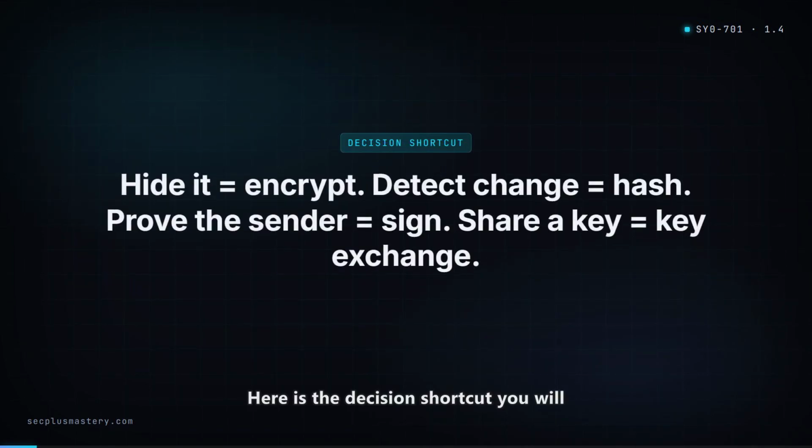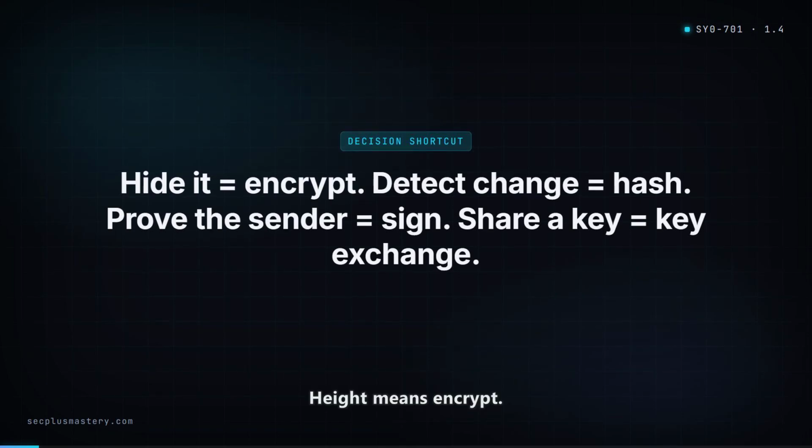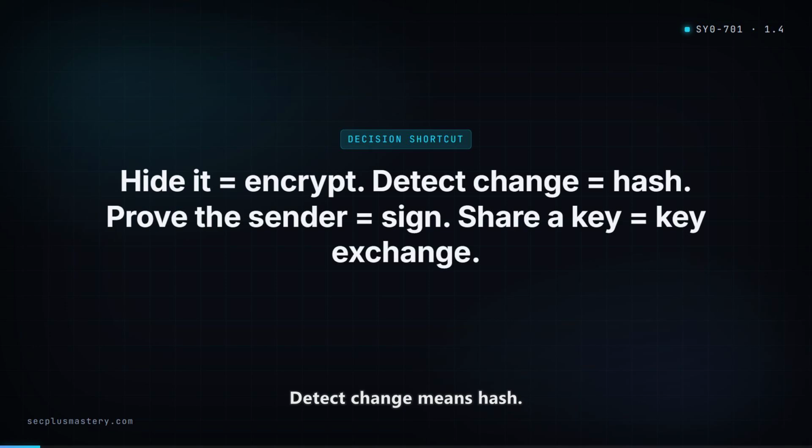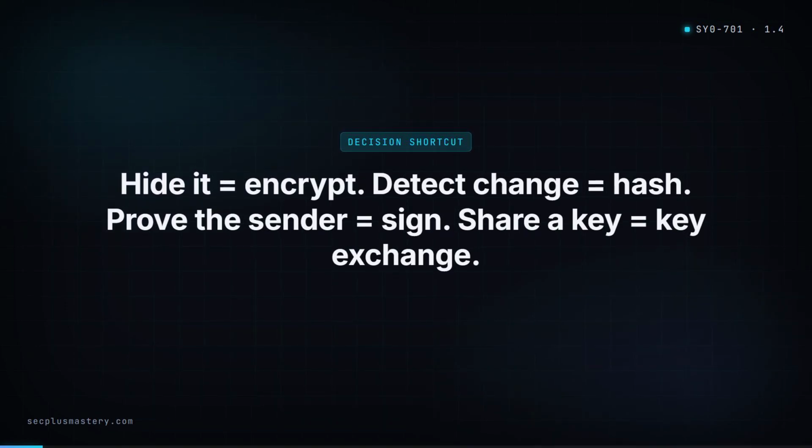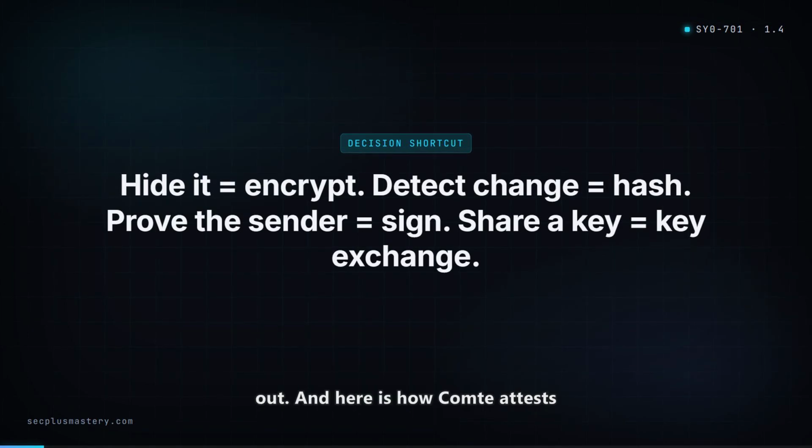Here is the decision shortcut you will use on every question. Read the goal verb. Hide means encrypt. Detect change means hash. Prove the sender means sign. Share a key means key exchange. Find a verb, and the tool falls out.